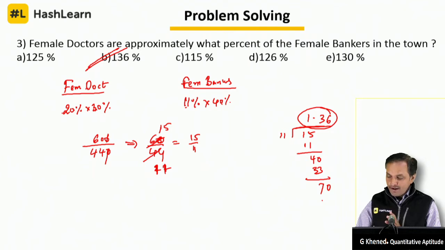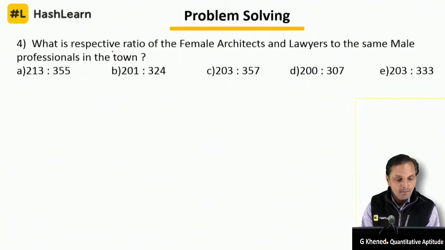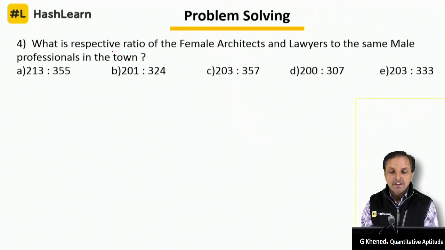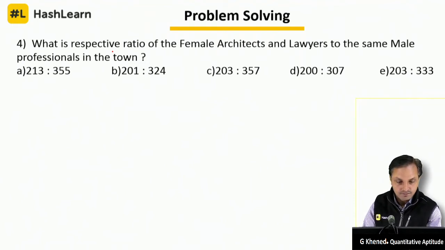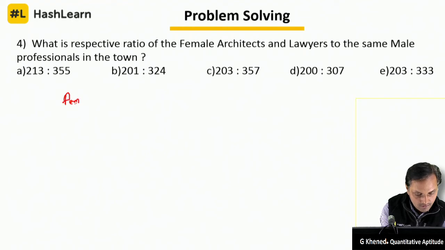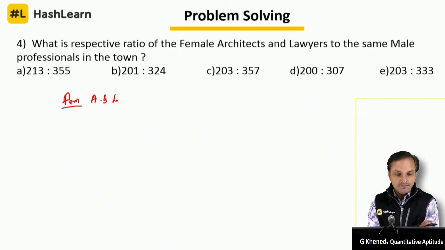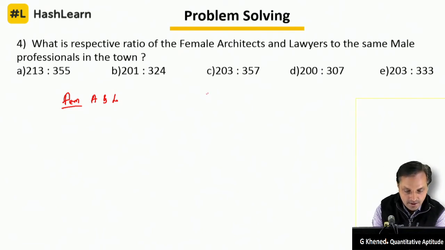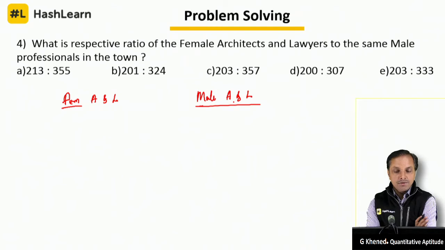Okay, fine. We shall continue with the next problem. What is the respective ratio of the female architects and lawyers to the same male professionals in the town? Okay, so female architects and lawyers, to the male architects and lawyers. They are asking you to find the ratio.